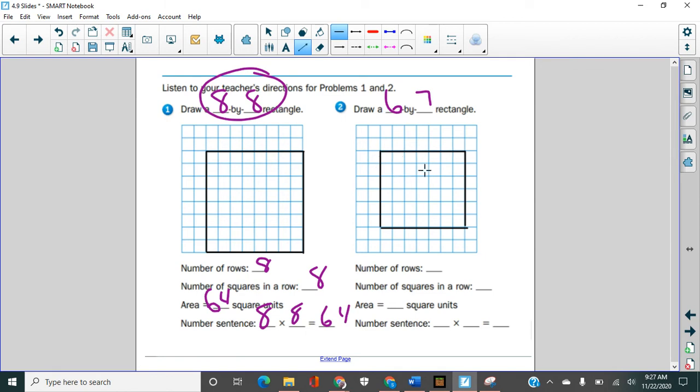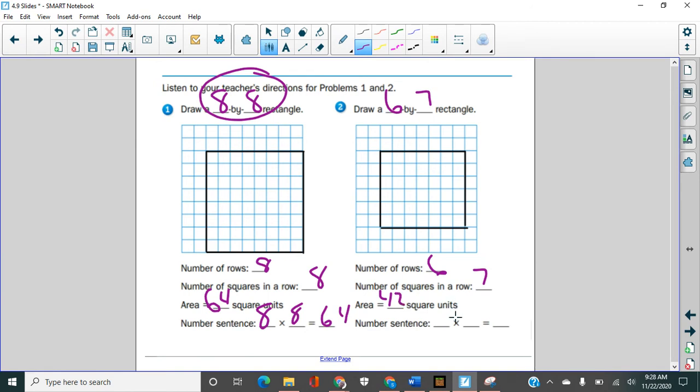So first, how many rows does our rectangle have? We'll count them. 1, 2. How many rows do we have? We have 6 rows. How many squares are in each row? 1, 2, 3. Count them. There are 7 in each row. So how many squares are there in this entire array? How many? You can count them all up if you're not sure. How many? 42. Okay, if you had anything other than 42, it means you just might not have counted correctly.